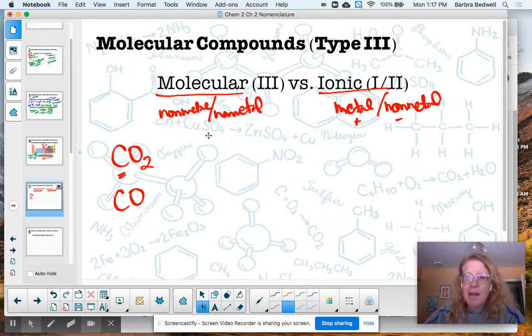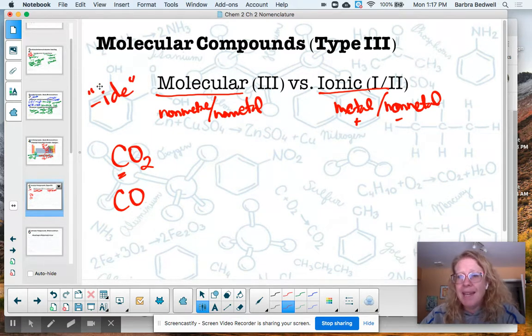So here's what's nice about this one. Writing names. Okay, names super easy. The second element changes that same ending like we've done before, so you're still going to end it in "ide." So it was carbon dioxide, carbon monoxide, right? That was the same. Notice how the first element, carbon dioxide, carbon monoxide, we don't change the name of that at all. But we did change something about the oxygen. We didn't just call it carbon oxide, right? We call it carbon dioxide or carbon monoxide.